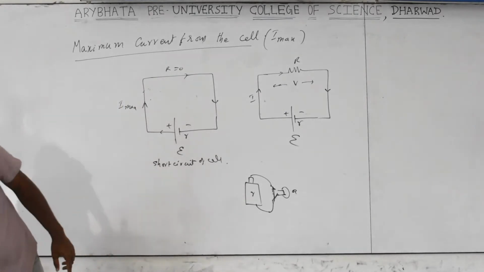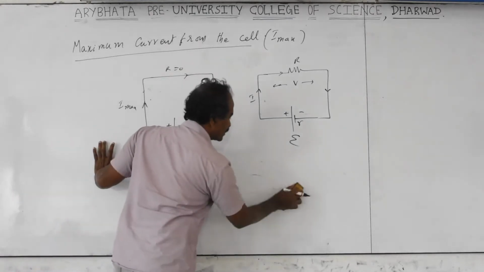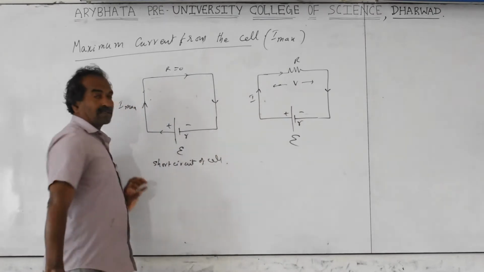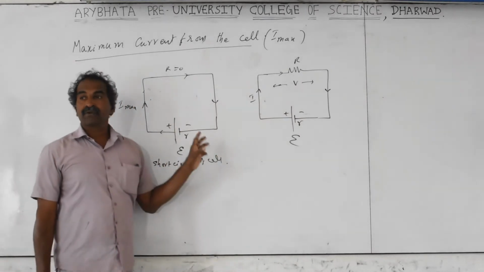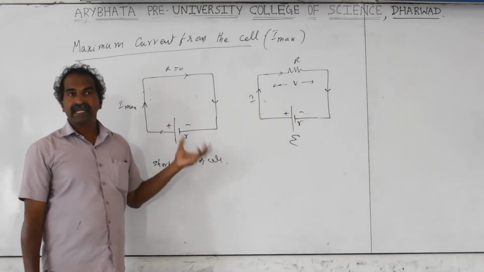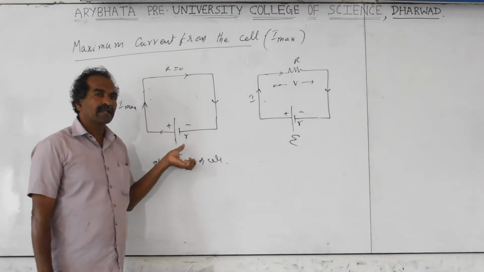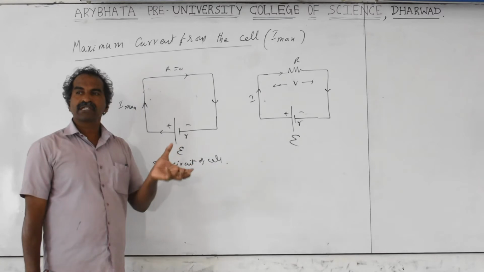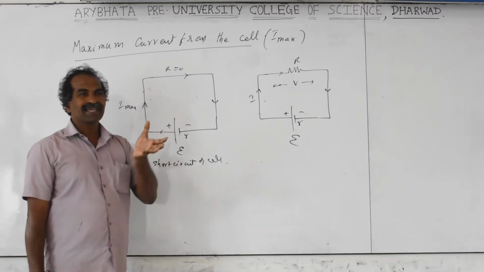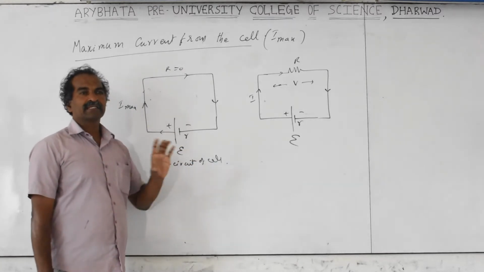And problems will also be asked related to this maximum current. The problem with the maximum current in a short circuit is that the cell will be damaged. Maximum current means it heats. The small r, the internal resistance metal, will be heated up. The chemicals inside the cell will be heated up and the cell may be damaged.